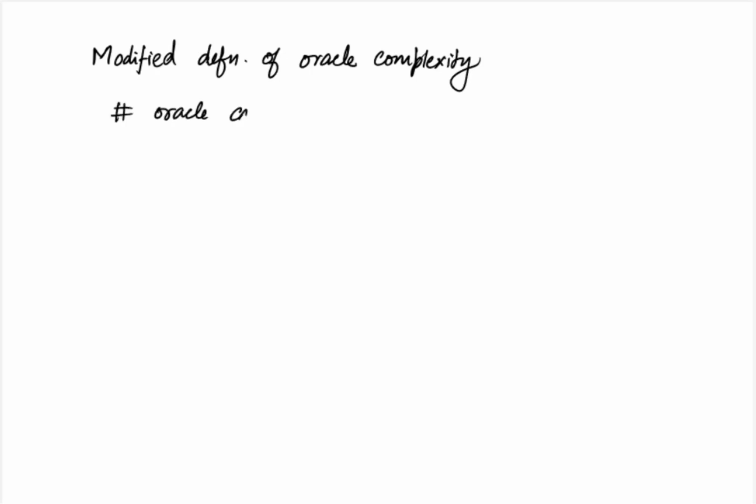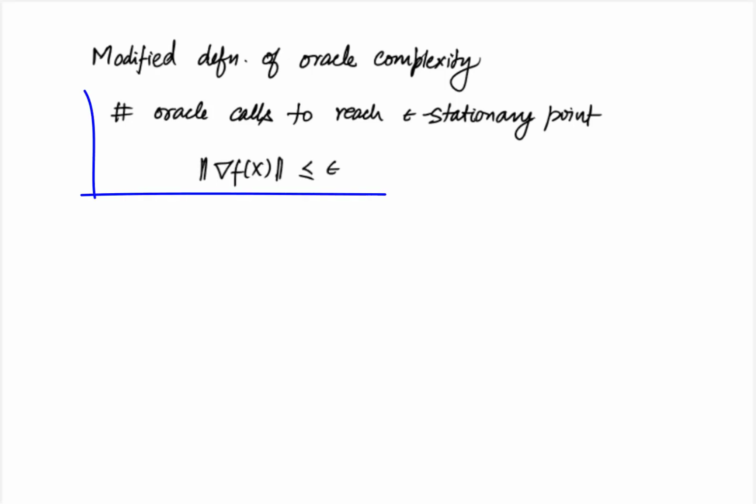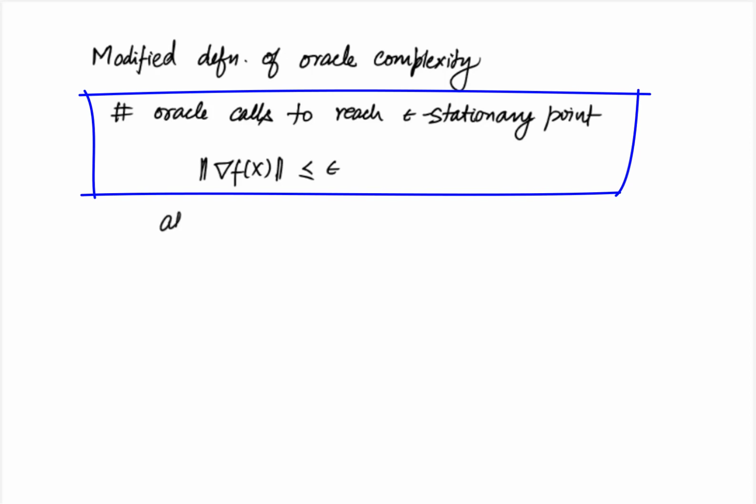So given that gradient descent and all first order algorithms are only capable of reaching a stationary point, let us modify our definition of oracle complexity. Instead of counting the number of oracle calls to reach an epsilon close to the optimal, we will count the number of calls required to reach an epsilon stationary point, that is a point that satisfies norm of gradient of f at x less than epsilon. Note of course that the analysis done for the general case is also applicable if f is actually convex.